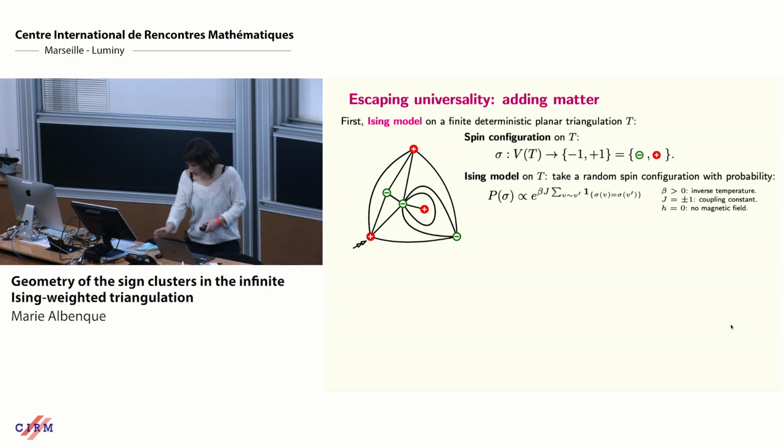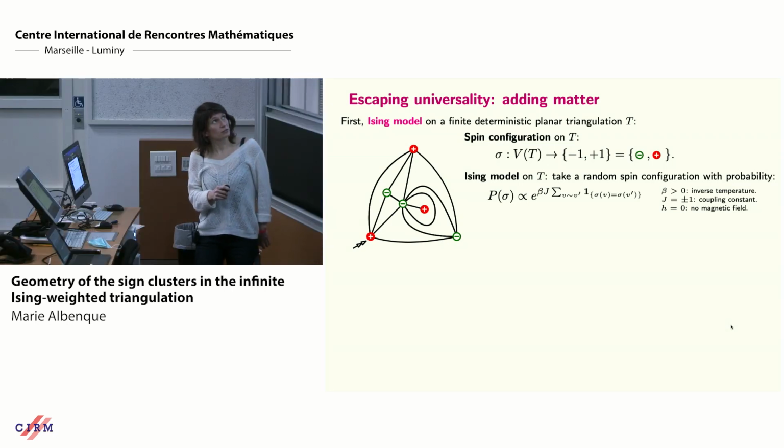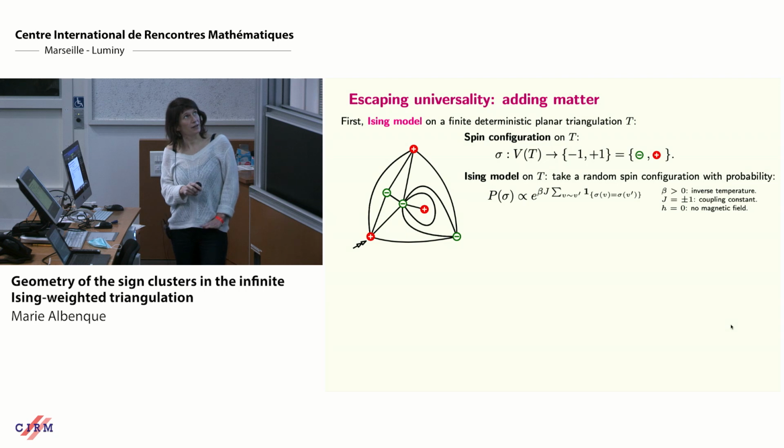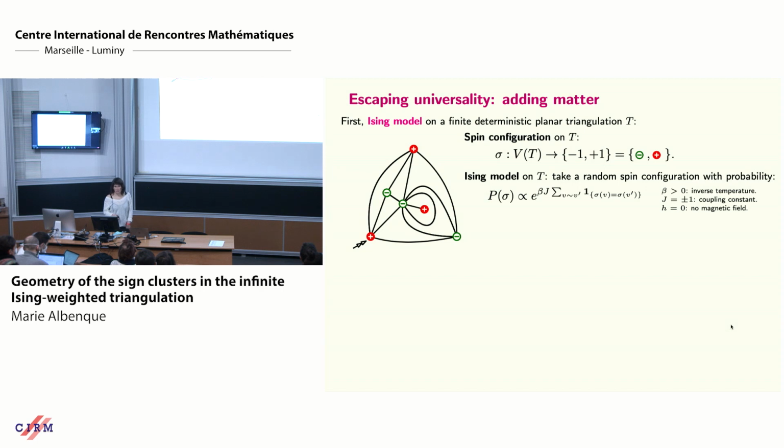First, I'm going to define the Ising model on a finite deterministic planar triangulation. I have a triangulation here, just a finite triangulation, and I'm going to decorate it by a spin configuration. By that, I mean that I just choose for each vertex a spin which is either +1 or -1. And sampling an Ising configuration on this map just means to take a spin configuration with a probability which is proportional to this probability here.